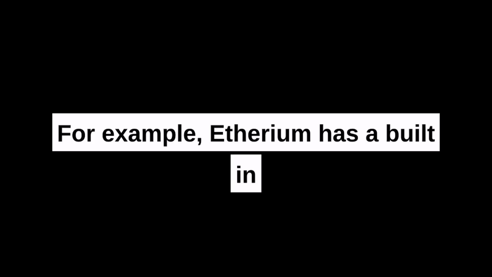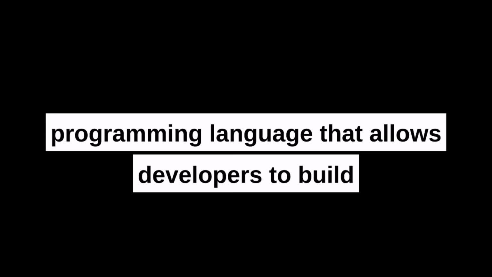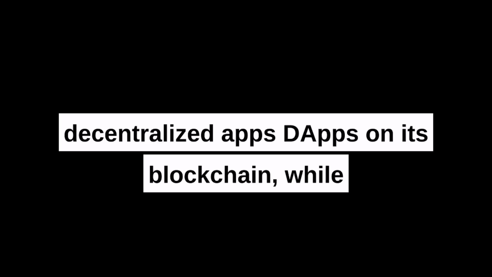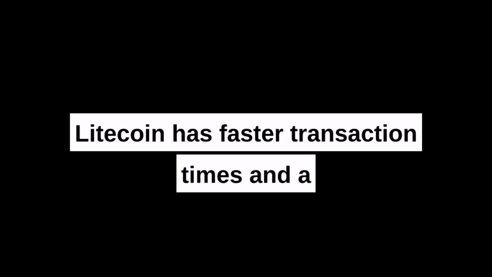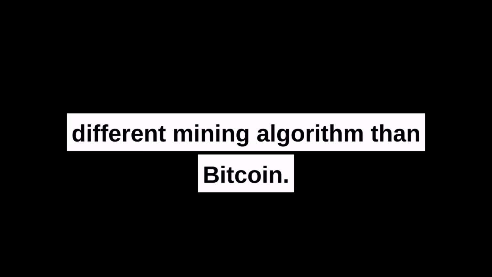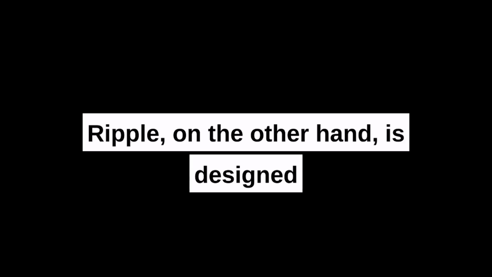For example, Ethereum has a built-in programming language that allows developers to build decentralized apps, dApps, on its blockchain, while Litecoin has faster transaction times and a different mining algorithm than Bitcoin. Ripple, on the other hand, is designed specifically for use by financial institutions and is focused on facilitating cross-border payments.